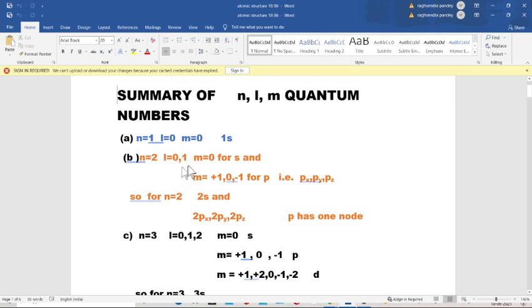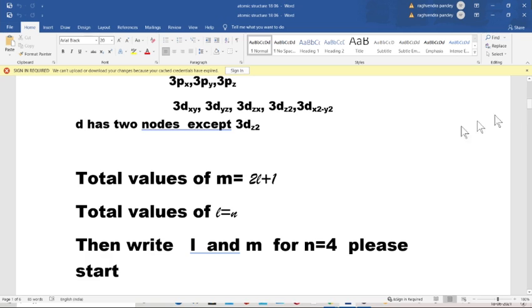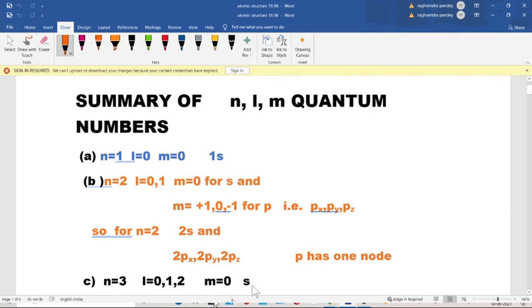When N is equal to 2, L has two values, because the number of values of L is equal to N. So it has two values, 0 and 1. 0 is S and 1 is P. So when I say L is equal to 0, we know the quantum numbers: L is equal to 0 is S, L is equal to 1 is P, L is equal to 2 is D, and so on.